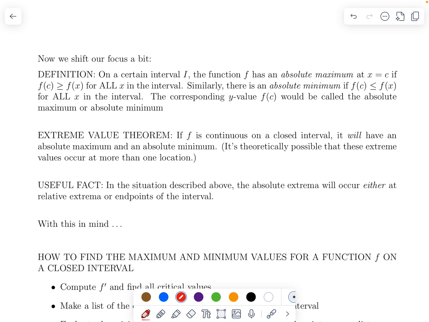So when we have a function defined on a certain interval I, the absolute maximum is when we have a place where f of c is bigger than f of x for all x in the interval, right? So it's basically the place where we get the biggest y value, not just bigger than nearby, but biggest universally. And similarly, an absolute minimum is where we get the lowest y value.